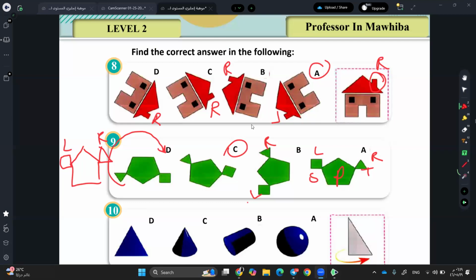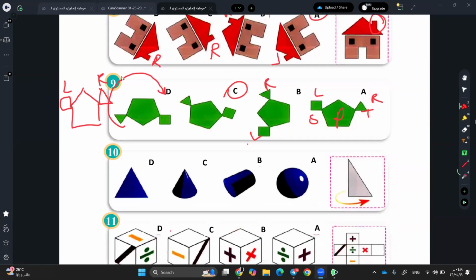Excellent, Ariana. So on question number 8, it wants you to know which is the different one. You all understand question number 9? D is not correct because you can just flip it. You can flip your iPad or a book, and you can see that it is similar to A. So they are similar, just rotated. Try to flip it, try to rotate it like that, upside down.